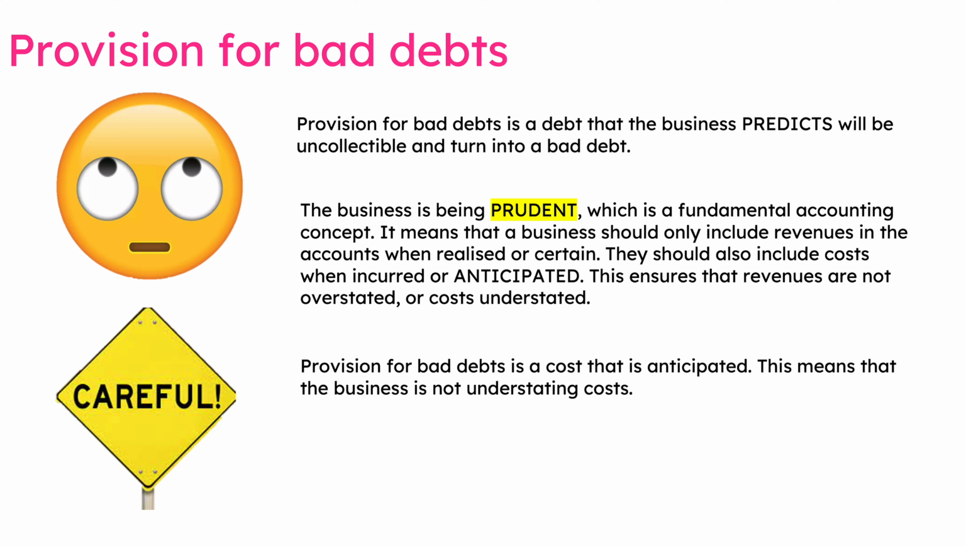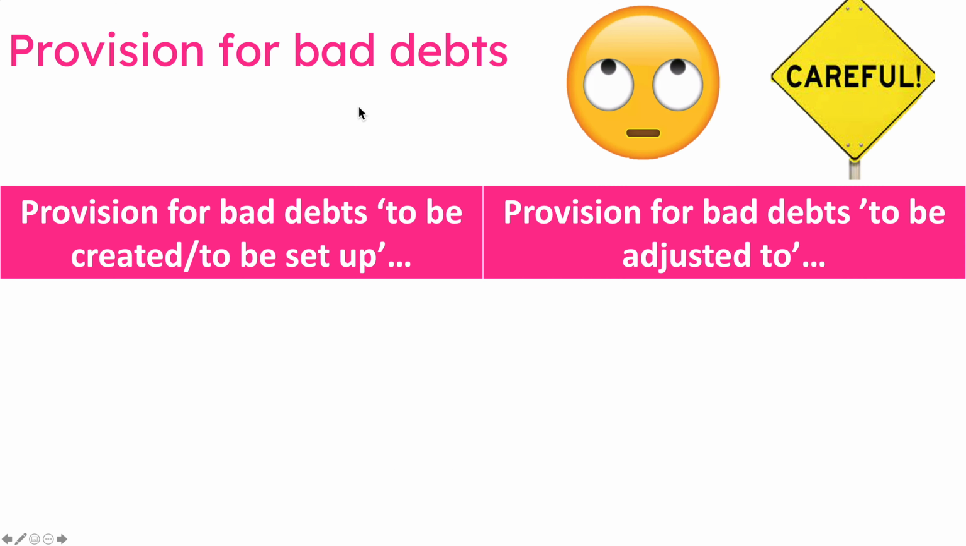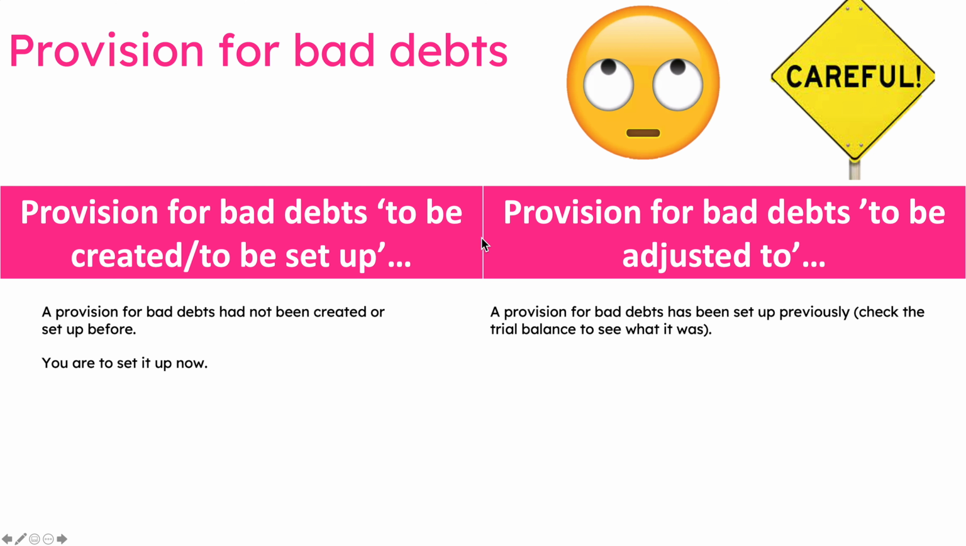So provision for bad debts is a cost that is anticipated. So this means that the business is not understating costs. So provision for bad debts is a contra asset, so it reduces the value of the asset debtor. So provision for bad debts to be created, to be set up: a provision for bad debts had not been created or set up before, so you have to set it up now. But if it says provision for bad debts is to be adjusted to, a provision for bad debts has been set up previously, so check the trial balance to see what it was.